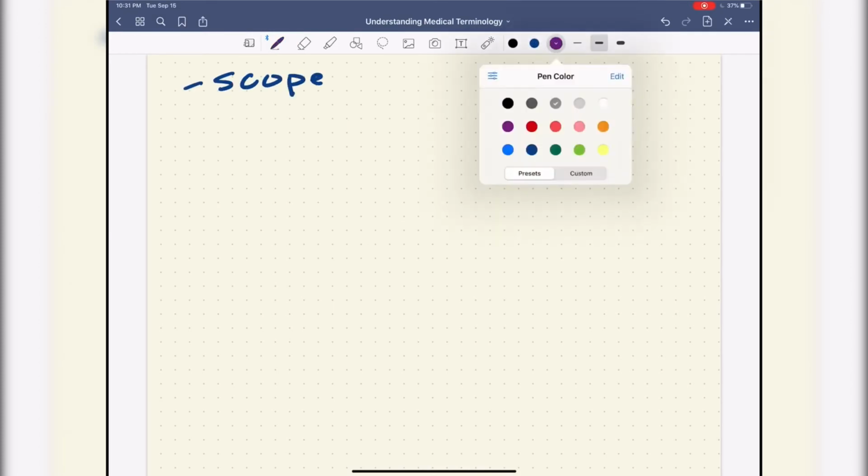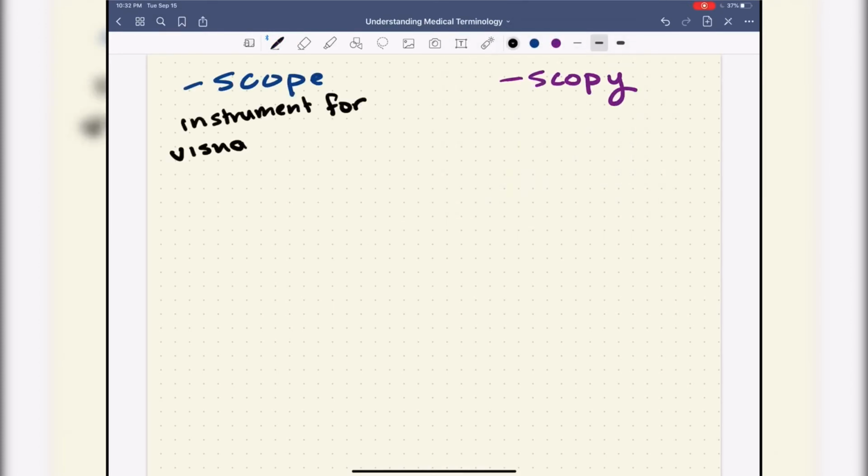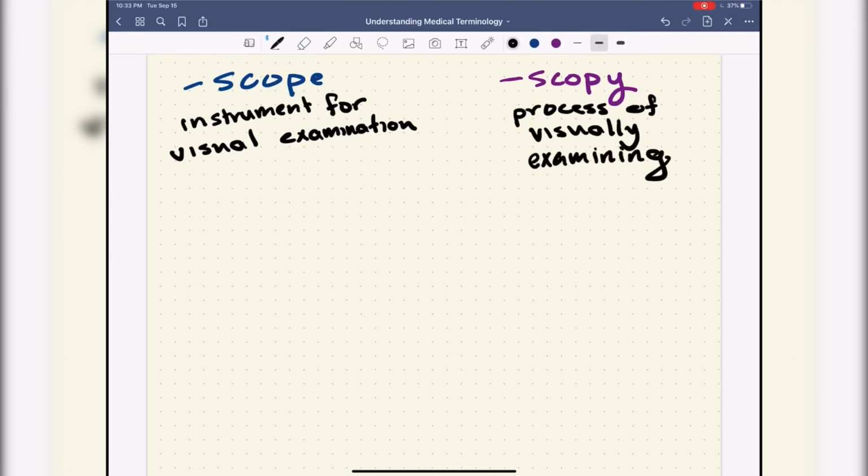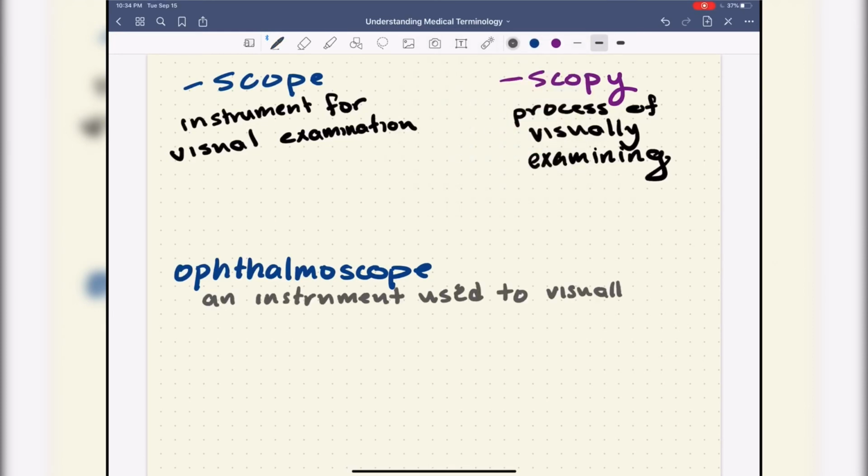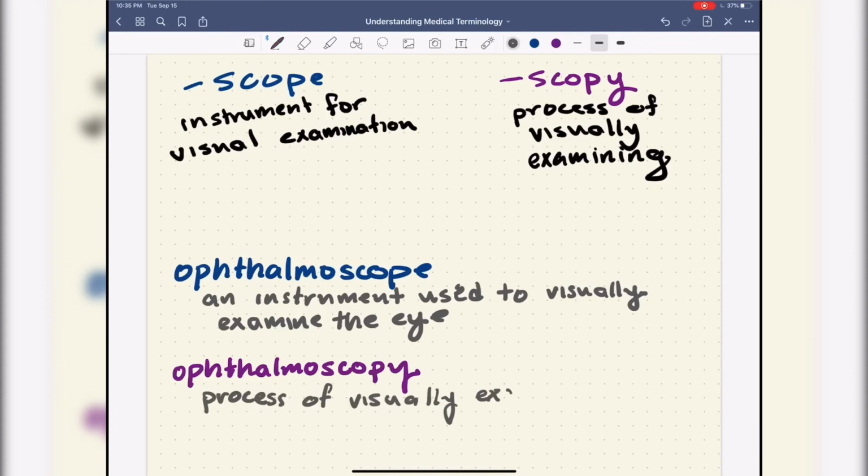Next, we have scope and scopy. Scope means an instrument for visual examination, whereas scopy is the process of visually examining. So for example of these two being used, we have the word ophthalmoscope, which is an instrument to visually examine the eyes, and ophthalmoscopy, which is the process of visually examining the interior of the eye.